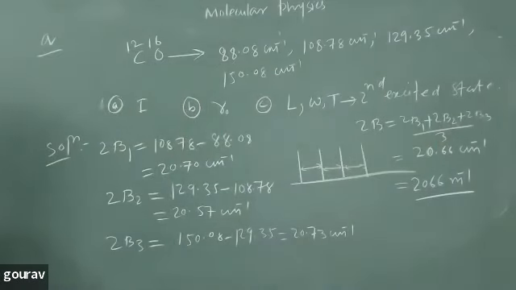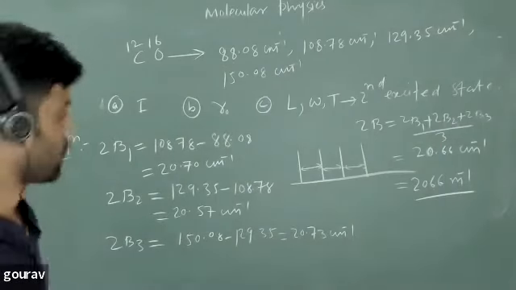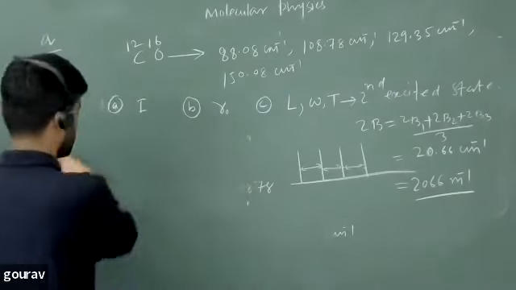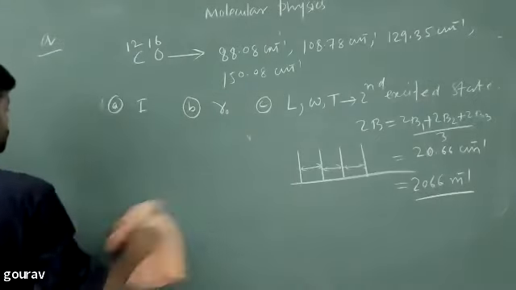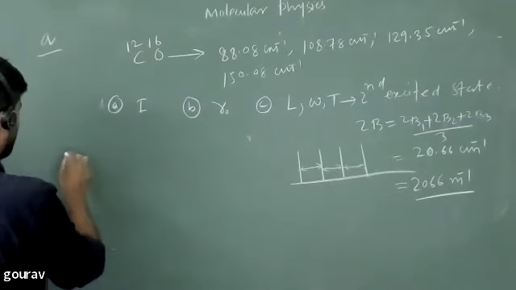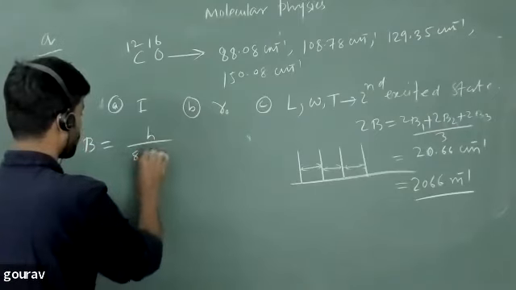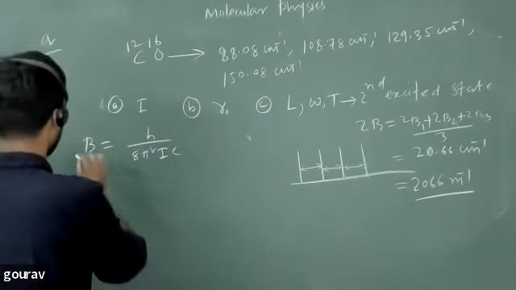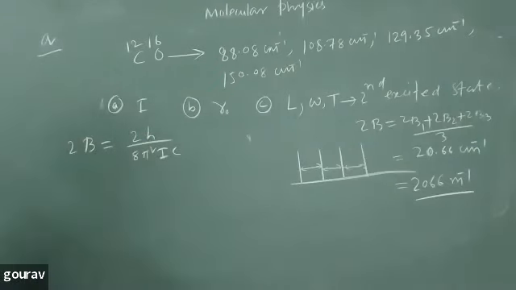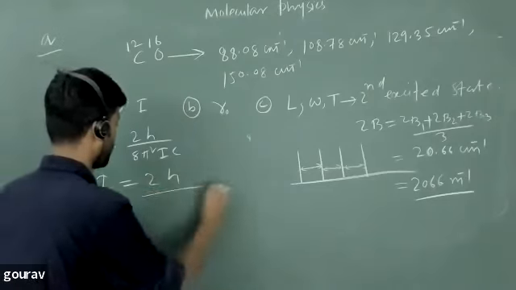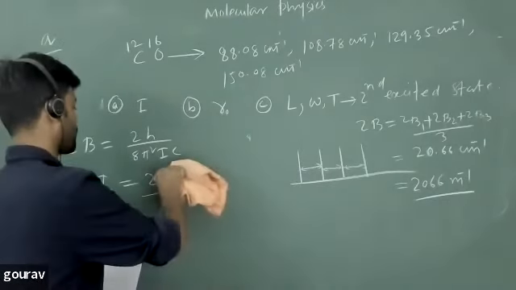Is this part clear to all? Yes, sir. Okay. So you have calculated the 2B. Now you know B in terms of I, right? So you know that B is how much? B is h by 8 pi square Ic, right? So 2B will be this, right? So from here you can calculate I.